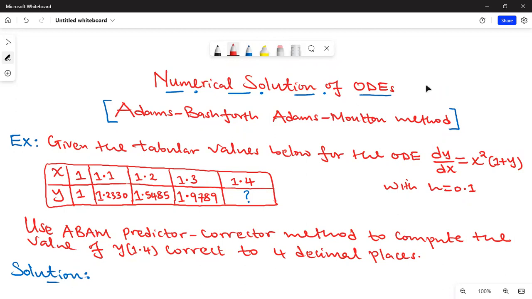Today we are going to look at numerical solution of ordinary differential equations, and in particular we are going to look at the Adams-Bashforth Adams-Moulton method.